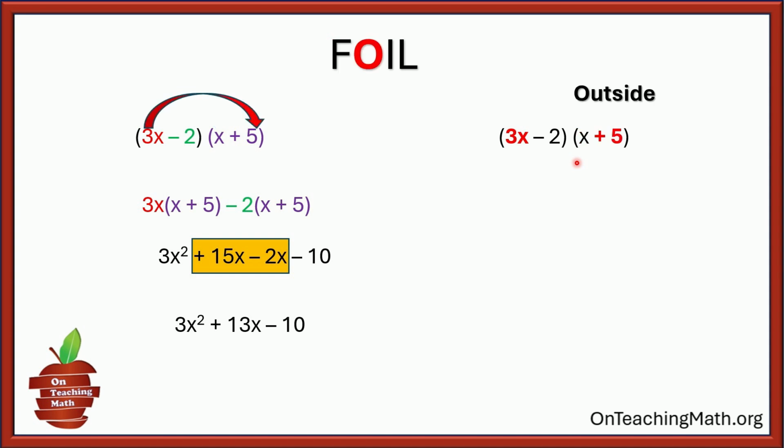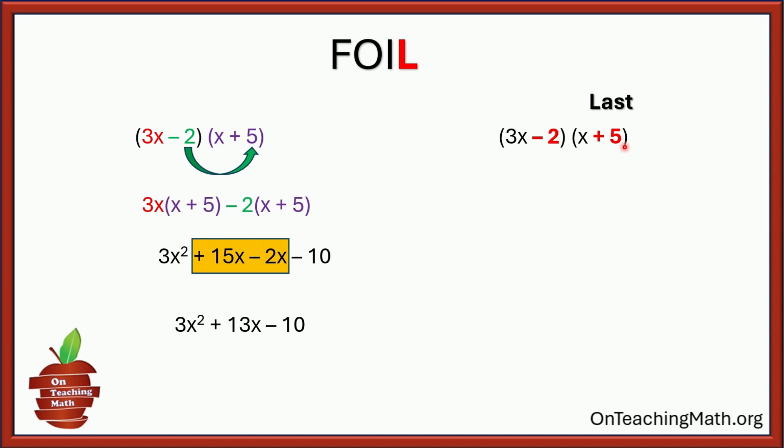Now, the O stands for outside. The whole thing is kind of a group, and if you look at the physical outside, the thing way on the far left and the thing way on the far right, that's what we call the outside. And then we've got the inside, which is the stuff in the middle. And at the end, we have the last, which is the last thing of the binomial on the left and the last thing of the binomial on the right. Of course, those things get multiplied together too, and that's what last stands for.